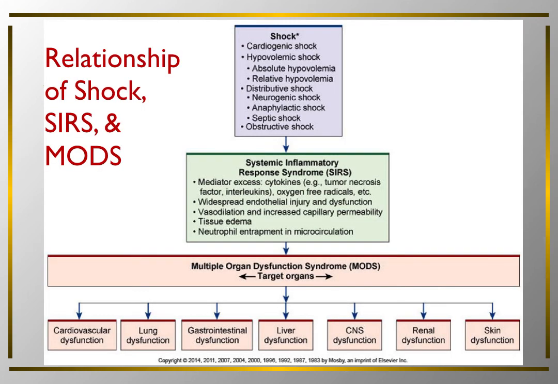So this picture here is kind of relating all three together, shock, SIRS, and MODS, and how it all comes together. So with shock, you have a number of different ways we can have shock, which leads to things like SIRS, and then SIRS starts to progress to MODS, which targets these specific organs, and pretty much that's every organ in the body.